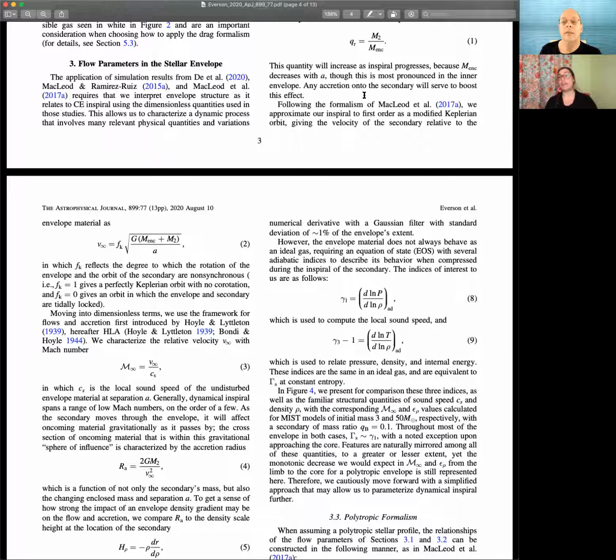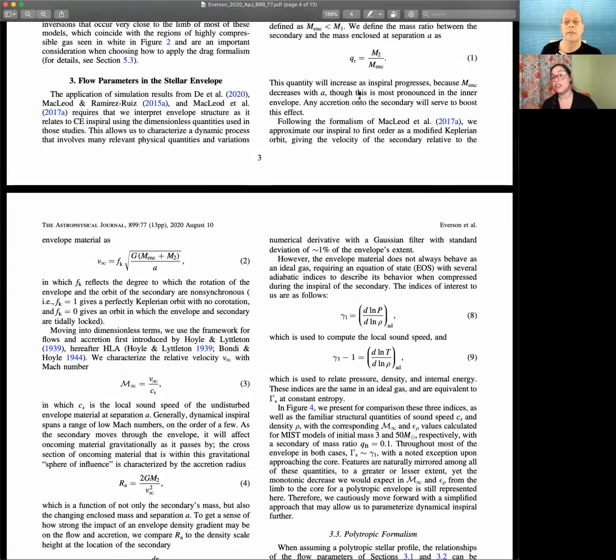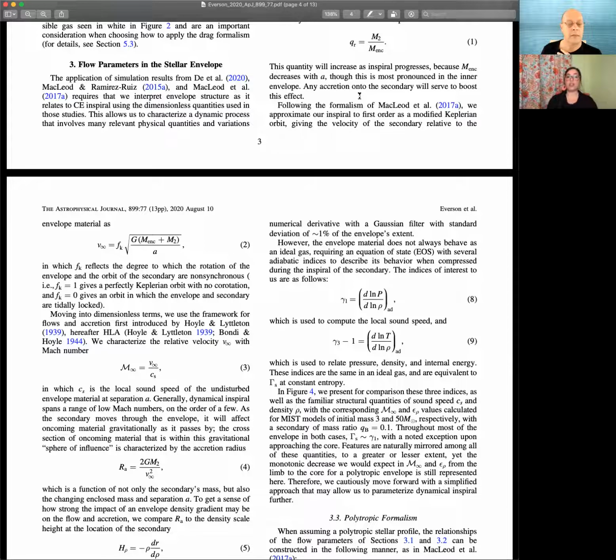So Q binary is just going to be the secondary over the primary, which in general common envelope, you want to be less than 1. In our case, it's generally less than about 1/3, but that's because of the limitations of the drag formalism geometrically. And then QR is the mass of the secondary over whatever mass is remaining inside of its current orbit location. So that quantity is going to increase as we dive in, more dramatically as it approaches the core boundary.